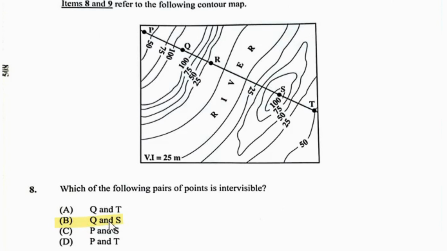Points Q and S are intervisible. Now let us go to the map above, the contour map. So let us look at point Q, which is right here. And again, I'm not sure if you're able to see the cursor. I hope you are able to do so. Right, so point Q is right here.